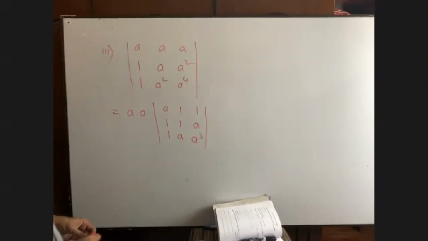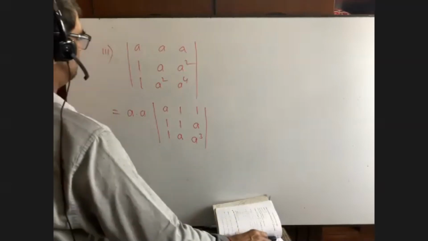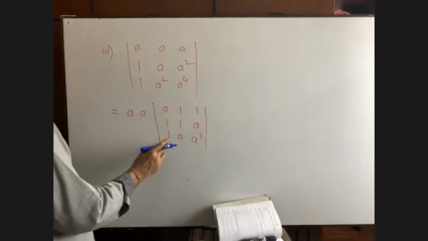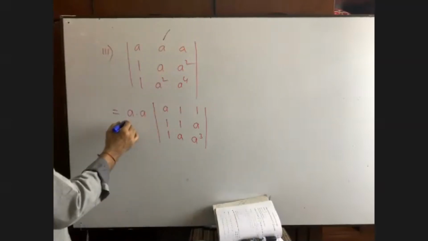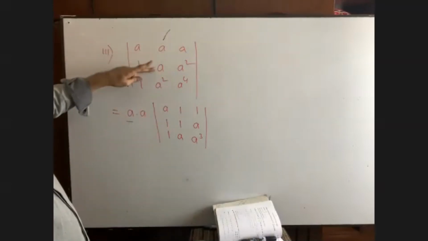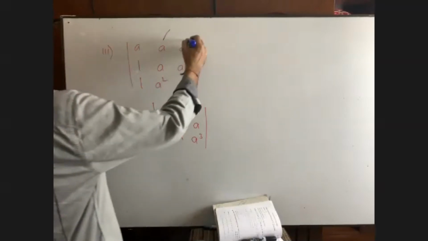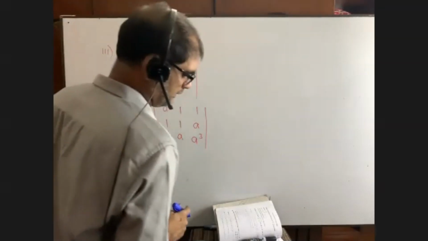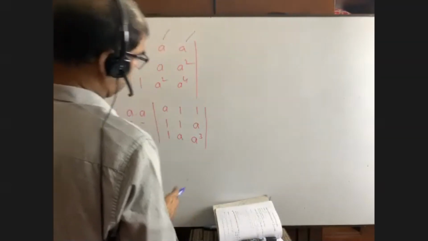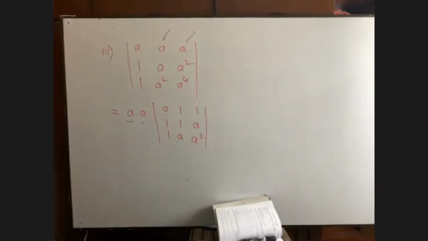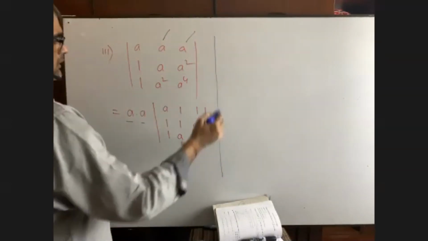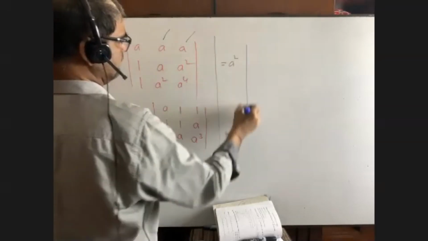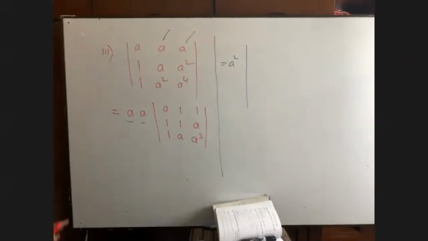Talk to me, all of you. Yes, sir. What have I done here? This is a, 1, 1. From this column, I have taken a common, so we are left with 1, 1, a. And from this column, I have taken again a common, 1, a cube. Yes, this is the math. Now, can you do this math? It is a square. Now, nothing is there to take common.